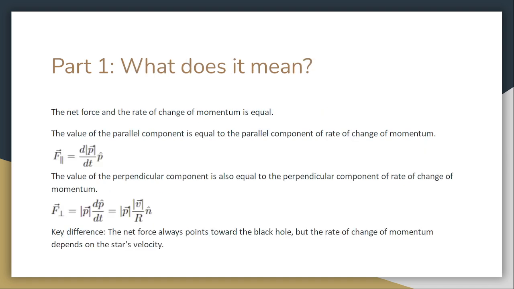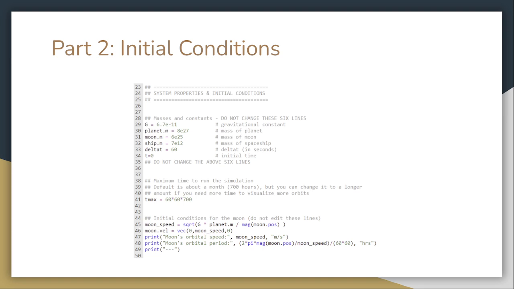What does it mean? The net force and the rate of change of momentum are equal. The value of the parallel component is equal to the parallel component of the rate of change of momentum. The value of the perpendicular component is also equal to the perpendicular component of the rate of change of momentum. But the key difference is the net force always points towards the black hole, but the rate of change of momentum depends on the star's velocity.